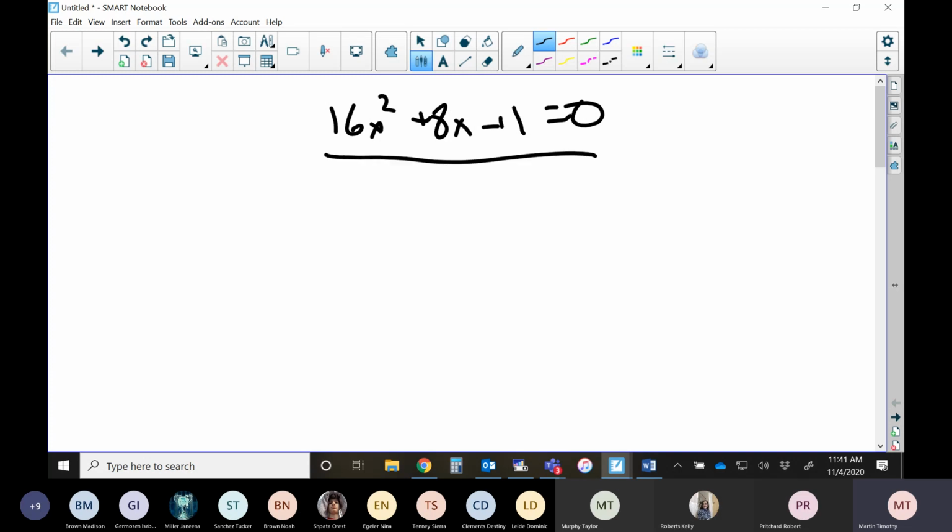The thing is, the problem is going to start out the same. The problem is going to start out like this. It's going to say 16x squared plus 8x plus 1 equals 0. That looks identical to the question, Taylor, that you asked. Hey, can we do another one? This looks identical to that one, doesn't it?